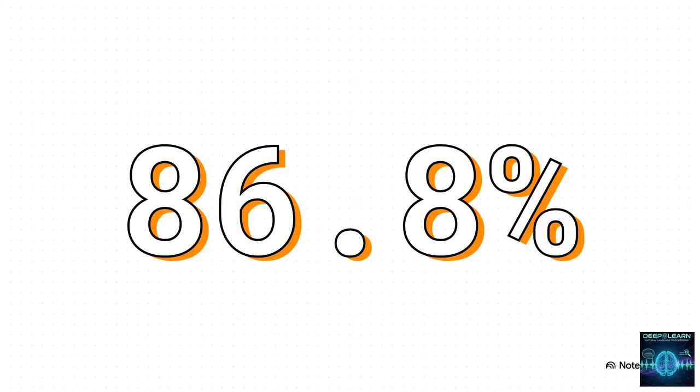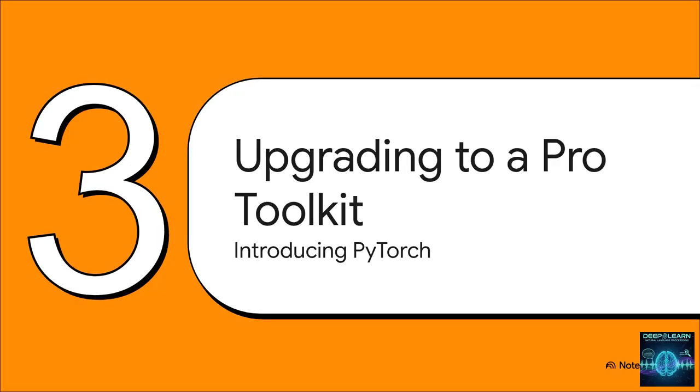So after all that, how well does this super simple, from-scratch method actually work? Well, it gets an F1 score, which is just a fancy way of measuring accuracy, of 86.8%. I mean, that's incredibly good. It just goes to show that this fundamental idea of learning from your mistakes is really powerful. Building something from the ground up is the best way to understand it, for sure. But it's not how things get done in the real world.